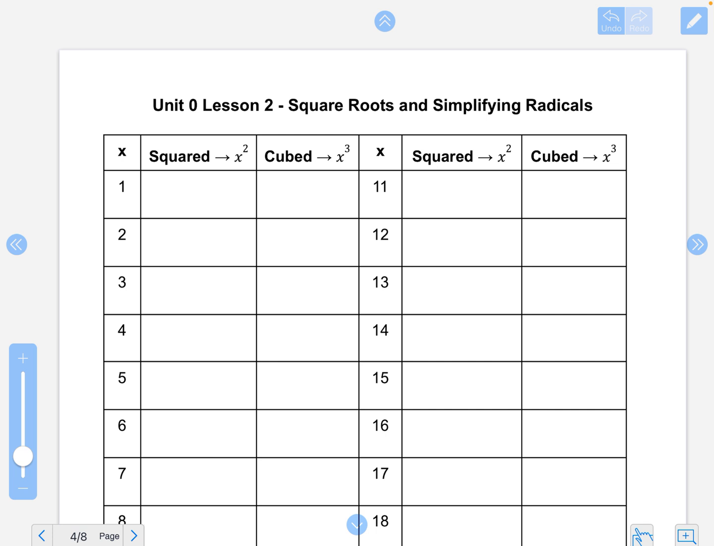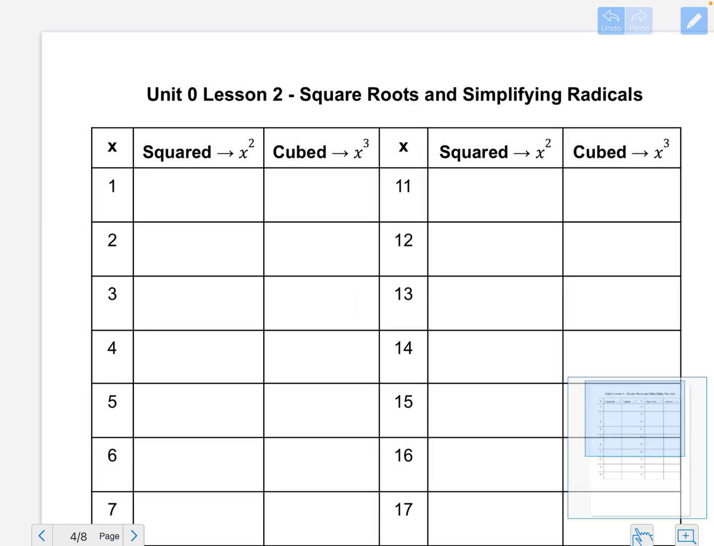So the first thing that we're going to do is review and make sure that we know what our square roots are, and we're also going to talk a little bit about our cube roots. These are things that as you get up to the higher levels in math, you have to have memorized, and this table and these numbers are going to be on your test.